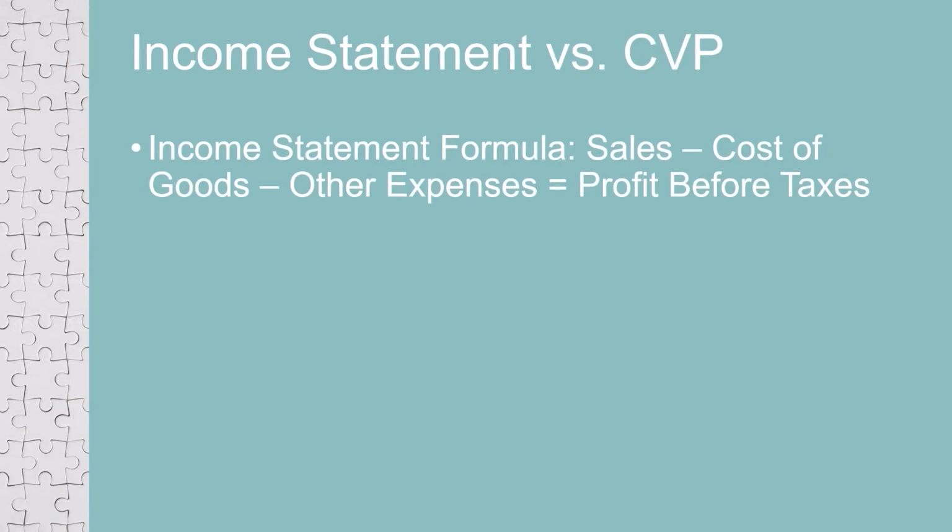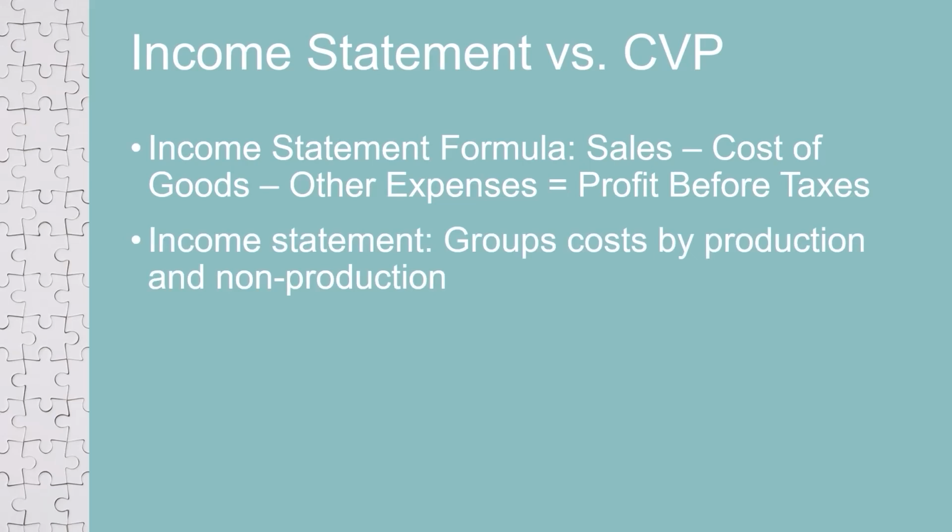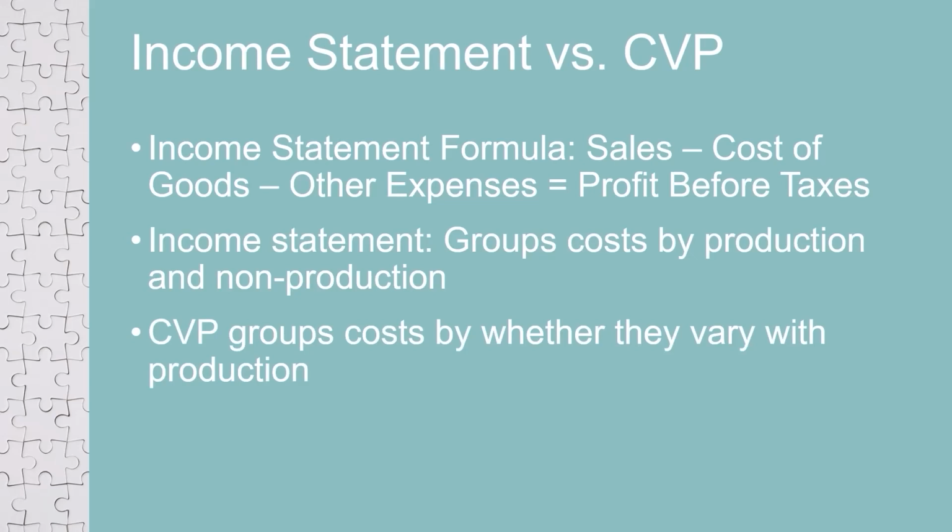You may be tempted to think that CVP formula is the same as a simplified income statement, which is sales minus cost of goods minus other expenses equals profit before taxes, but it's not. The income statement is grouped by production costs and non production costs. CVP analysis groups costs by whether they vary with production or don't. Production overhead is applied to the cost of goods in the income statement but goes into fixed expenses for CVP analysis. Advertising expenses, especially search engine advertising, may be an expense that varies with revenue, go into other expenses in an income statement.